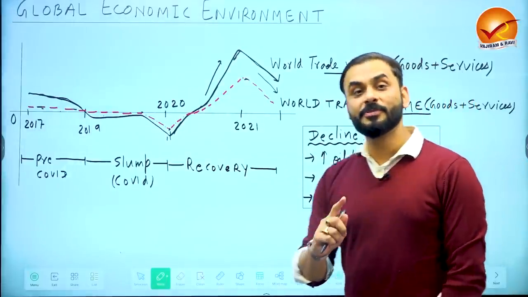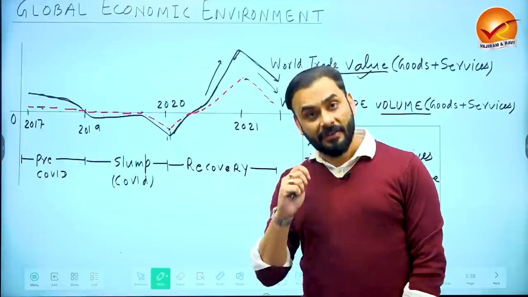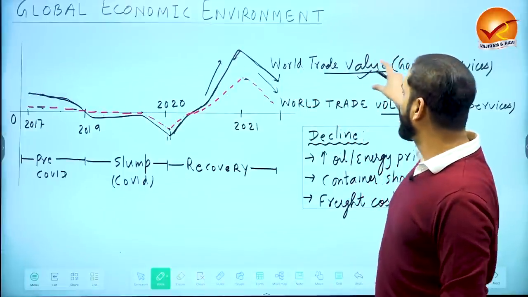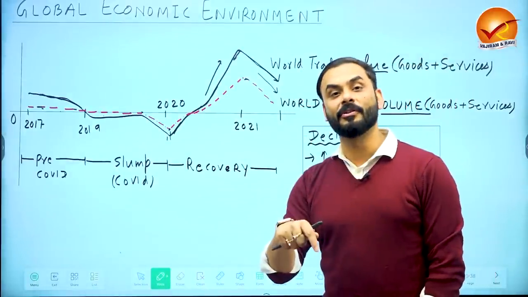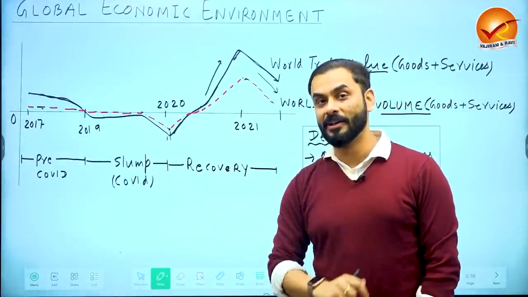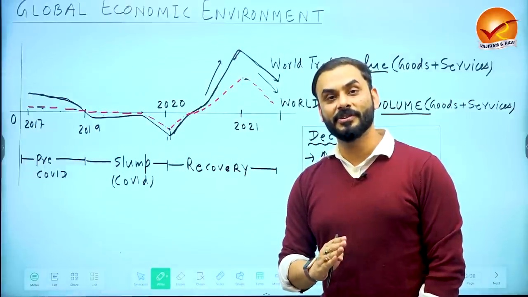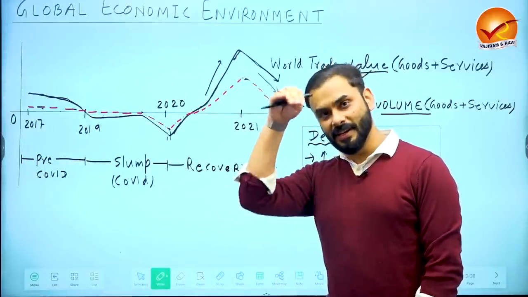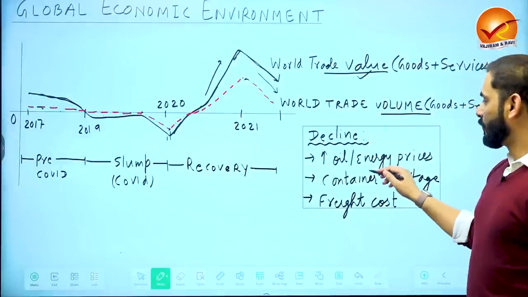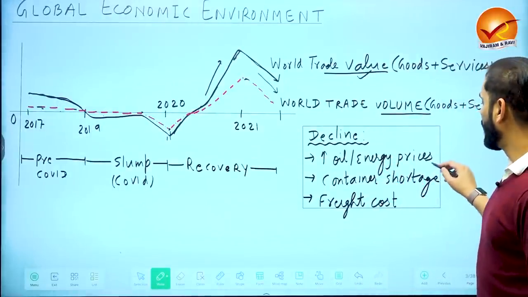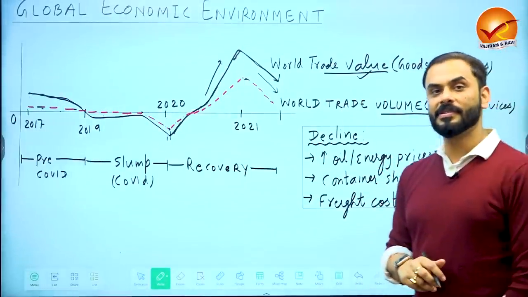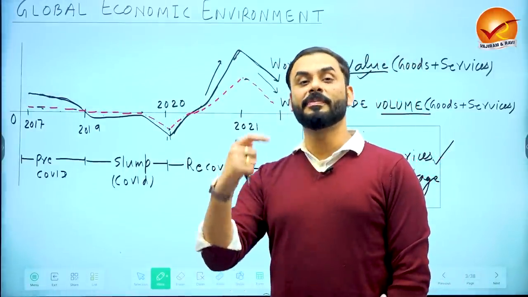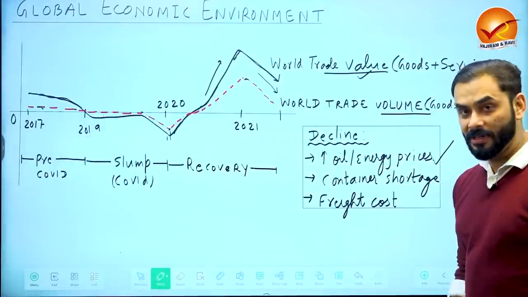Which means there must be a very significant reason because of which you see that world trade in terms of value and volume are coming down. There must be something very solid behind it. What are some of the important reasons because of which world trade, which should have been increasing, is coming down? Number one, the recent reason that you see is increasing oil prices and energy prices. When oil price increases, your production becomes costly, transportation becomes costly. So this is one of the reasons.